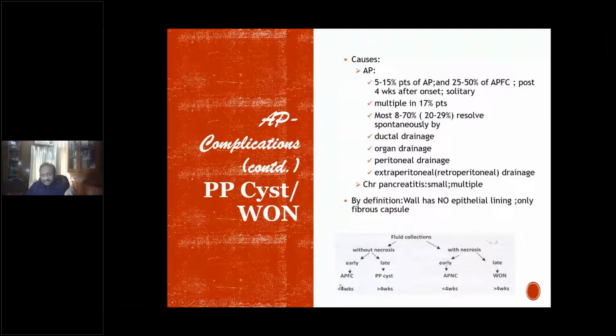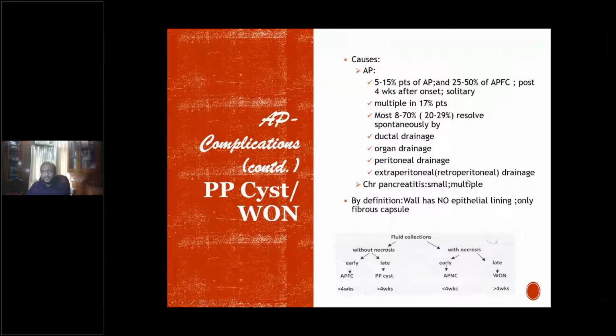Now let's talk about the late presentation post 4 weeks, when it becomes a pseudopancreatic cyst or a wall of necrosis, right? Either PP cyst or wall of necrosis, depending upon whether there is necrotic tissue inside or not. Now, what is the cause of a pseudopancreatic cyst or a wall of necrosis? Post acute pancreatitis and in patients with chronic pancreatitis. In chronic pancreatitis, we'll talk about that when we talk about chronic pancreatitis, but just remember that these cysts are small and multiple. We'll finish it at this point.